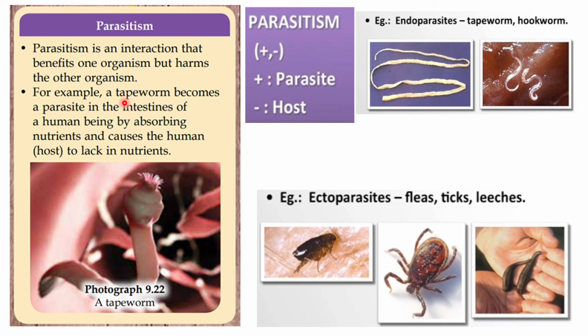For example, tapeworm ini, they are living in the intestines of human. Dalam badan manusia, iaitu dalam usus. Okay, dalam usus kecil manusia by absorbing all those nutrients and therefore causing the human sebagai perumah, the host, to lack in nutrients. Okay, kalau ectoparasites, so that means these parasites is living outside ataupun they are living outside on the external surface of the host. Contohnya kutu-kutu ini. Fleas, ticks, leeches, lintah.